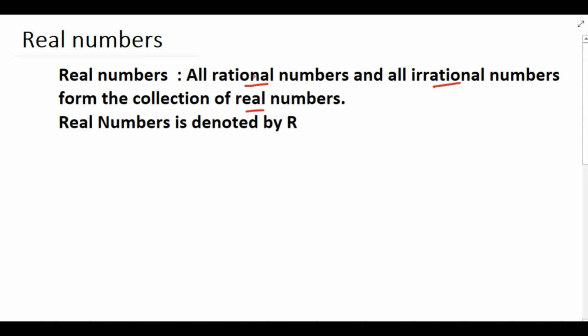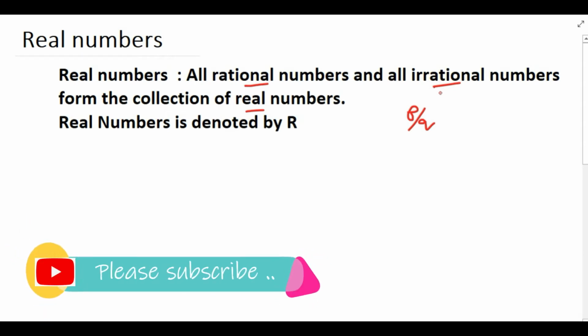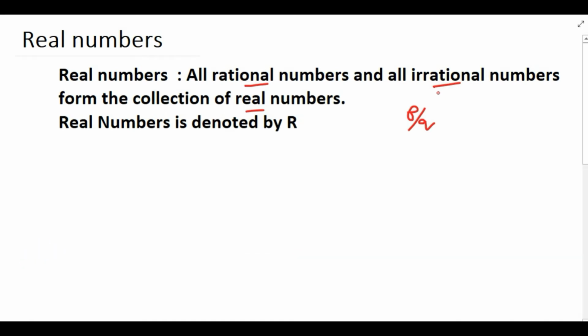We know rational numbers means numbers which can be written in the form of p by q, and q will not be equal to 0. All the fractions and terminating and non-terminating recurring decimals will come under rational numbers. Irrational numbers means numbers which cannot be written in the form of p by q, and we know that they are non-terminating, non-repeating decimals.